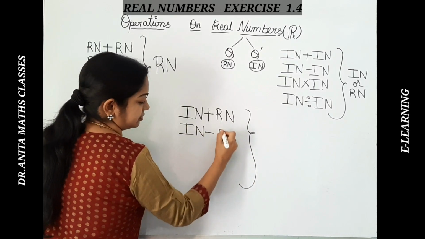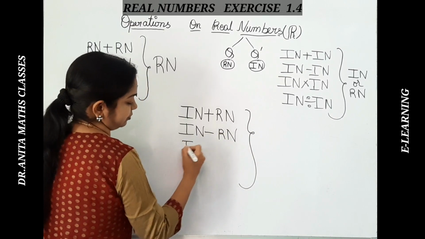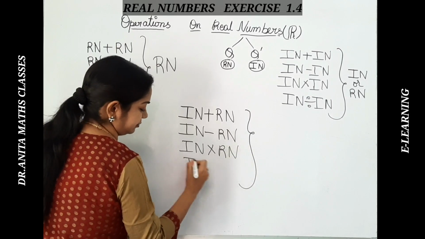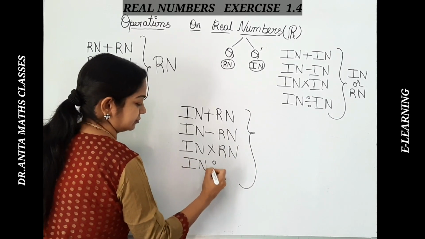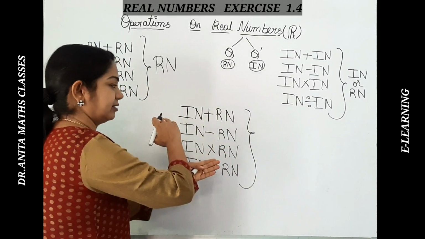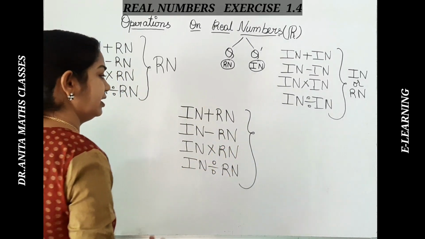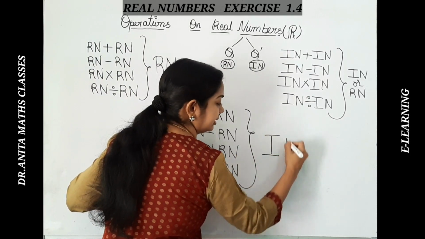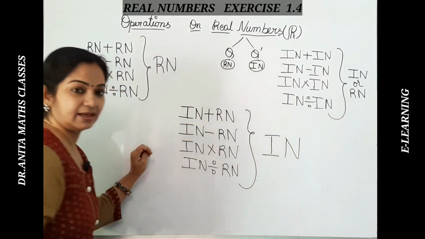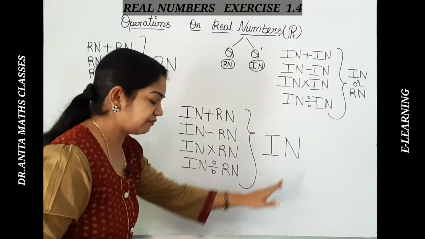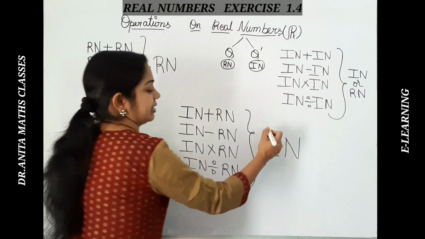So if you subtract, and if you multiply, and if you divide, there is no exception, even if you take rational plus irrational. Here the case is that we get only irrational numbers. As the case is here, we get rational, but in the case of a mixture, we get only irrational.